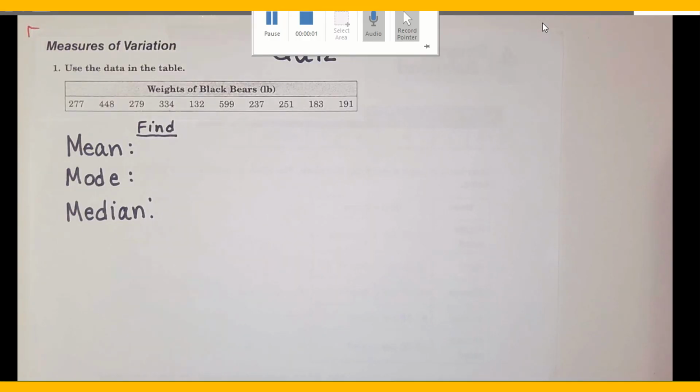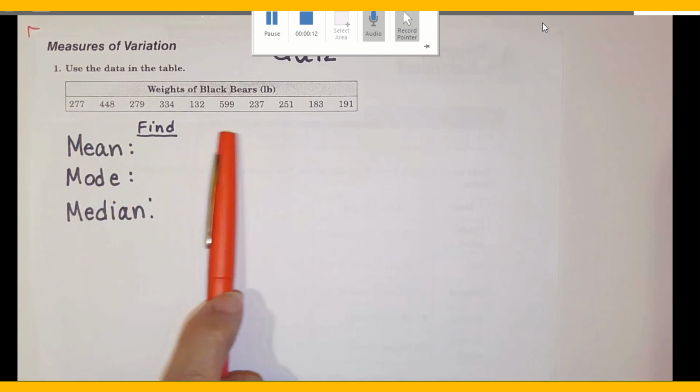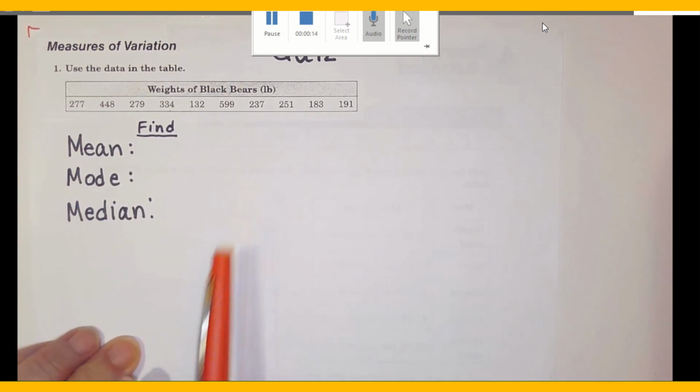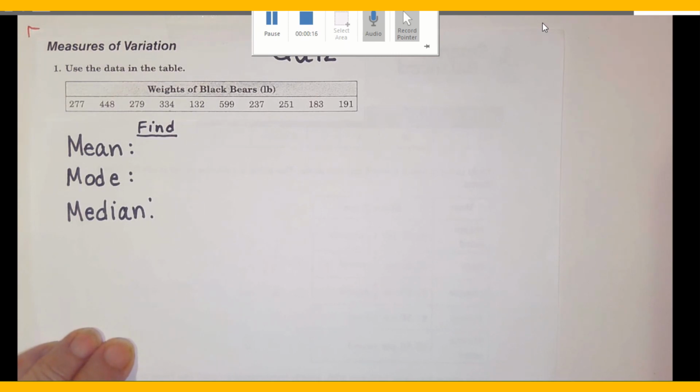Okay, students, we're going to correct our math quiz that we had yesterday. There were approximately 6 problems, and you were supposed to find the mean, mode, and median. So the first thing I would do with these is put them in numerical order from least to greatest, and that way I have all that completed.